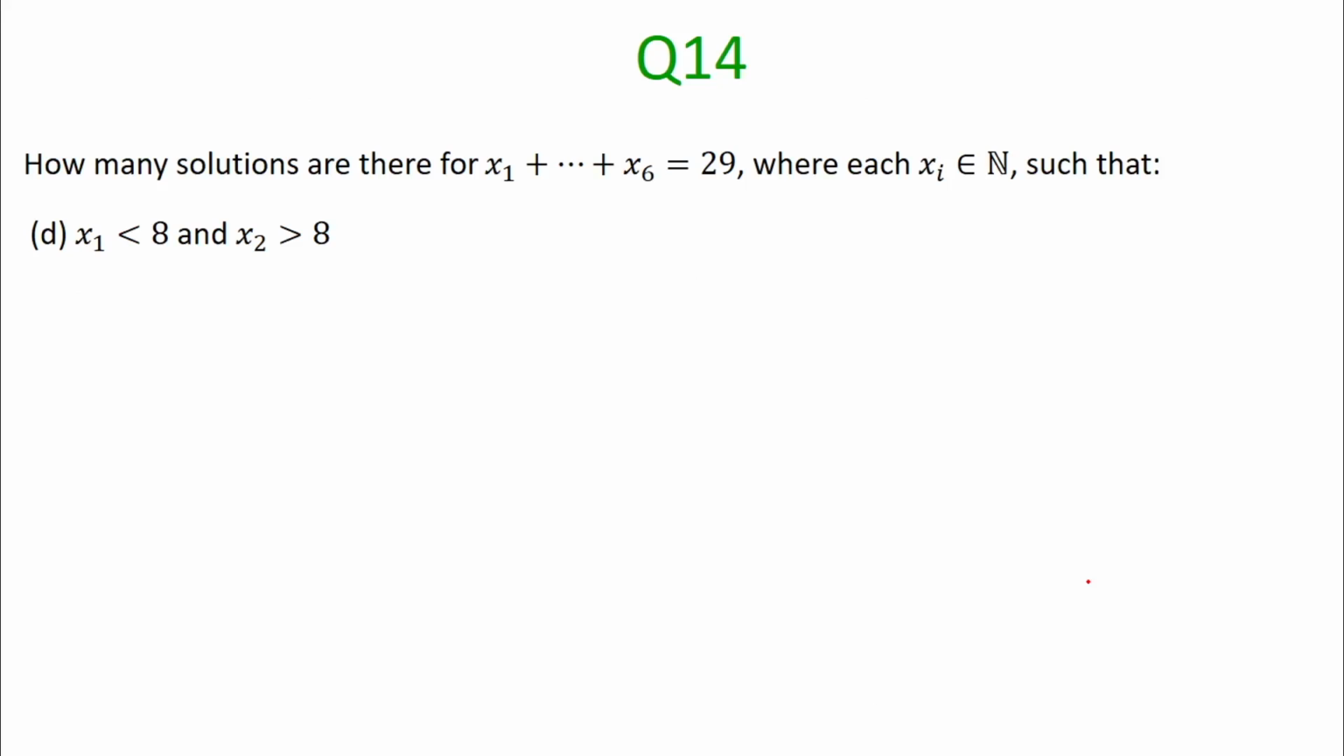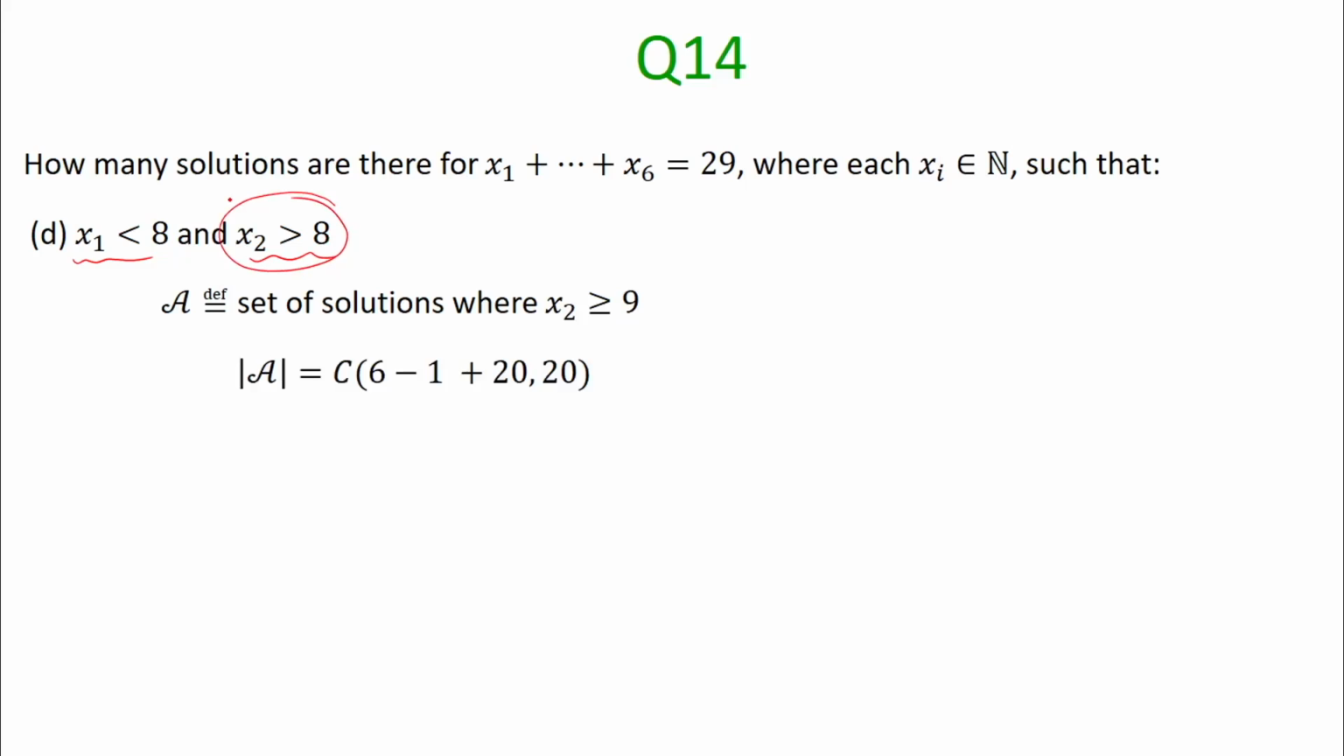In the last part here, my restrictions are x1 should be less than 8 and x2 should be greater than 8. Let's first find the number of solutions where x2 is greater than or equal to 9. That means just try to satisfy the second restriction here. The number of solutions will be this, because if x2 is greater than or equal to 9, that means 9 bills of type x2 definitely have to be chosen. That means now I am left with the problem of picking 20 bills from bills of 6 types without any restrictions.